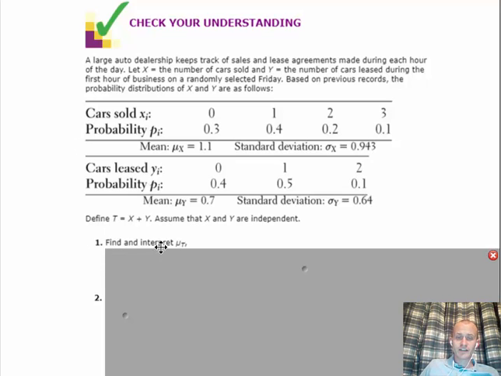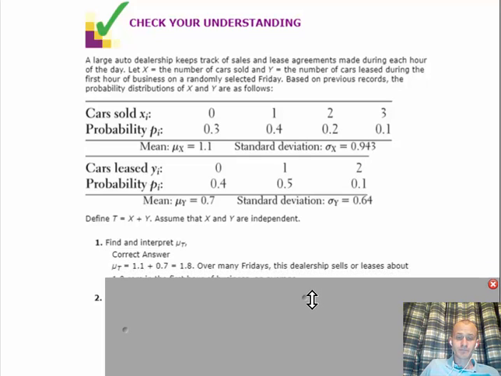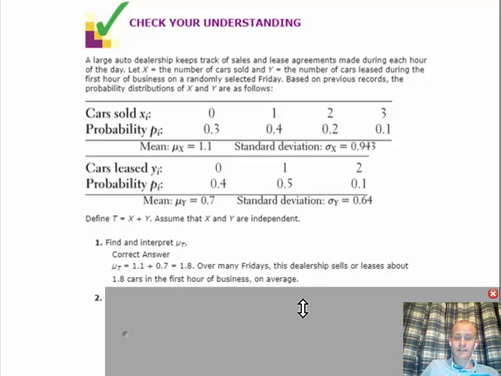And then it says find and interpret the mean of T, where T is defined as X plus Y. Assume that X and Y are independent. So if you remember from this chapter, we can combine the means by adding together the means of each individual part. So the sum of the means is the mean of the sums. So we add those together and we get 1.1 plus 0.7 gives us 1.8, and for the interpretation that means over many Fridays the dealership will have approximately 1.8 cars in the first hour of business, and that was the context of those numbers.